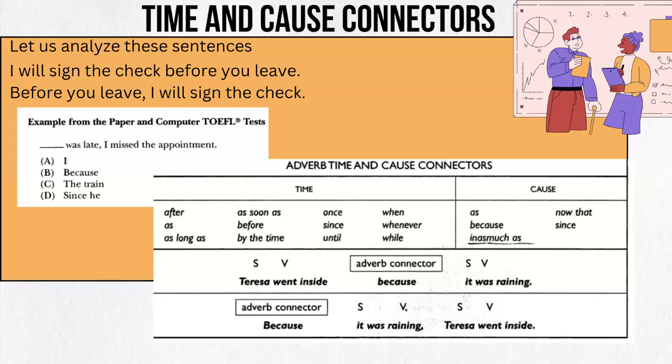Now, what is the structure of a sentence with these connectors? Well, again, subject verb, connector, subject verb. And same as the connectors we saw before, these only need a comma when the adverb connector is used at the beginning. Teresa went inside because it was raining. Or, because it was raining, comma, Teresa went inside.